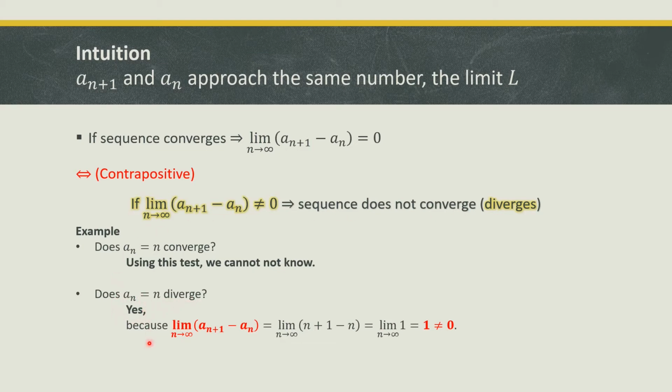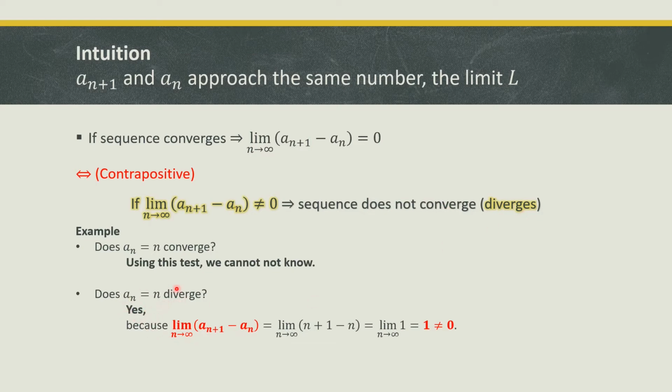So because we know that the limit of the difference here can be written in this way, a sub n plus 1 is just n plus 1 and a sub n is just n. So when we get that limit, that's the limit as n approaches infinity of 1, and that's just 1, and it's not 0. And now we have satisfied the hypothesis, and it says that if this limit is not 0, then it diverges. And so we can answer this question, it diverges.